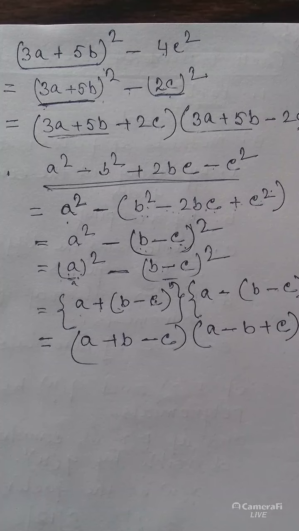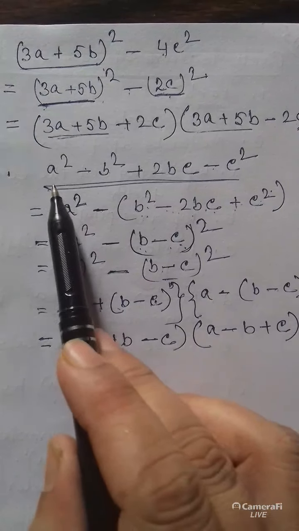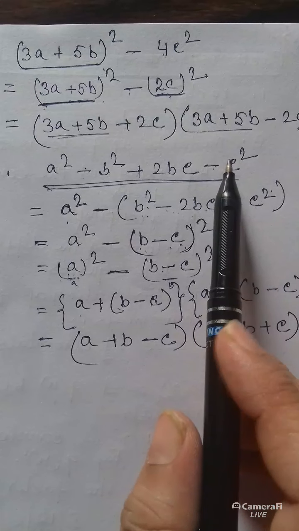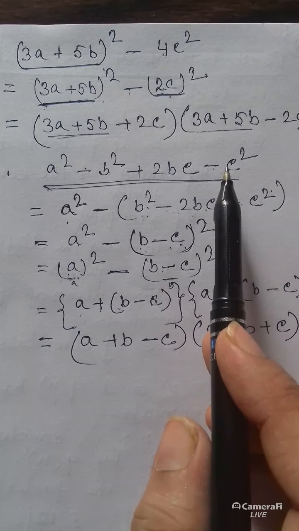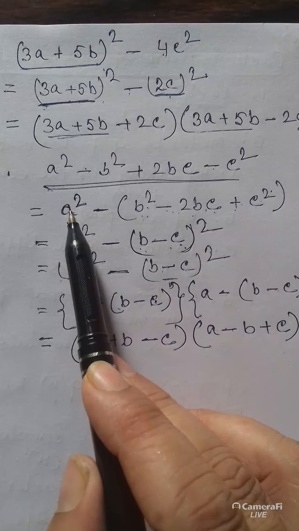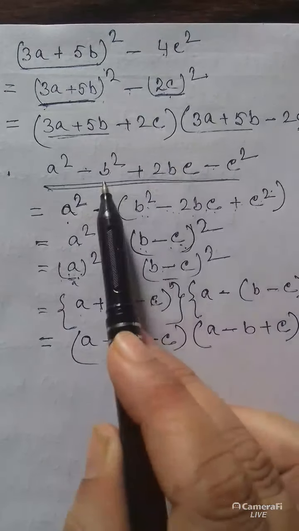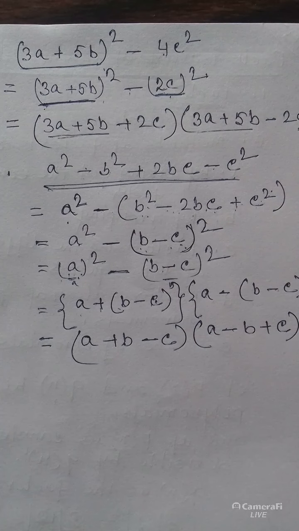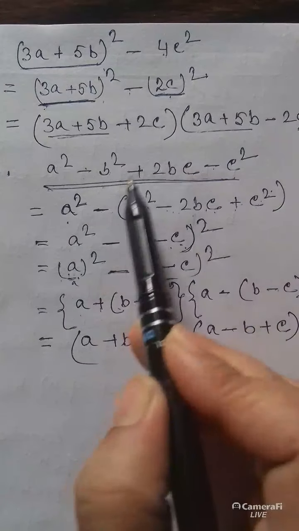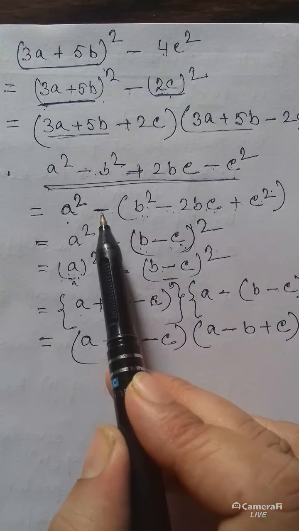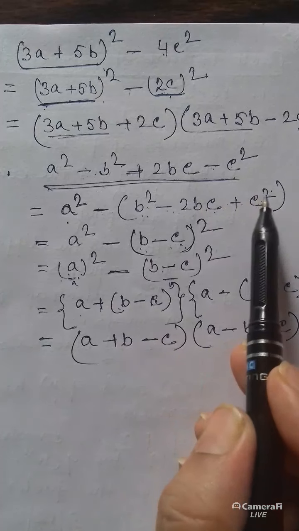See the math? How is it converted? a square minus b square plus 2bc minus c square. We have to change it in the form of a difference of two squares. How is it possible? a square is a square. But we know that b minus c whole square equals b square minus 2bc plus c square. Here 2bc is plus, but b square and c square are both minus. So take minus common: b square minus 2bc plus c square.